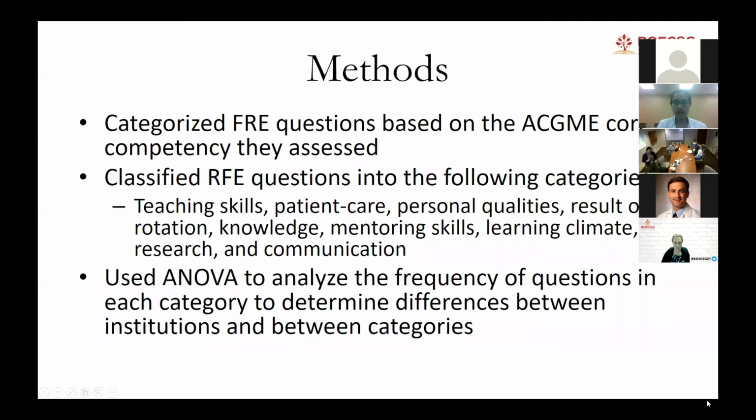So we categorized the FRE or resident evaluation questions based on the ACGME core competency that they assessed. The faculty questions were classified into the following categories: teaching skills, patient care, personal qualities, the result of the rotation, knowledge, mentoring skills, learning climate, research, and communication. Finally, we used ANOVA to analyze the frequency of questions within each category and determine if there was any significant difference between institutions or between categories.